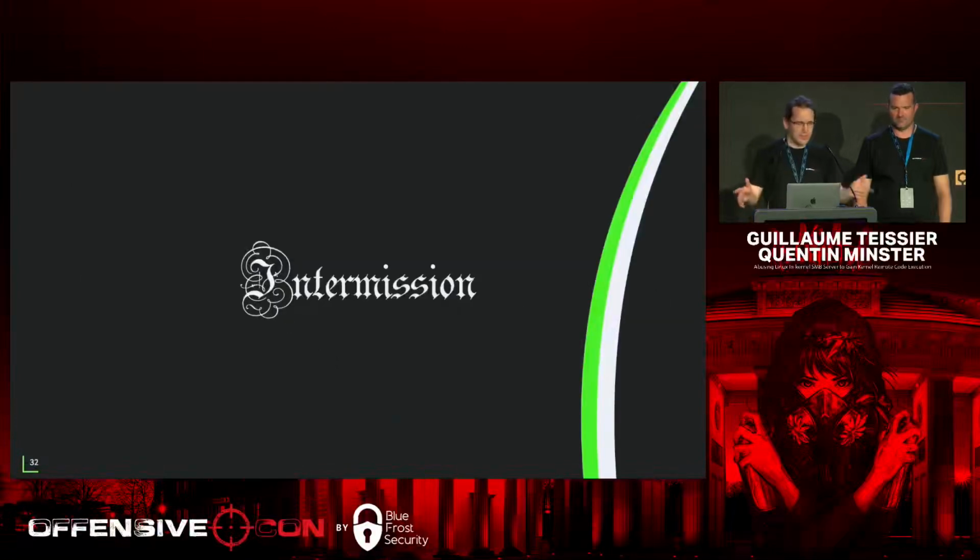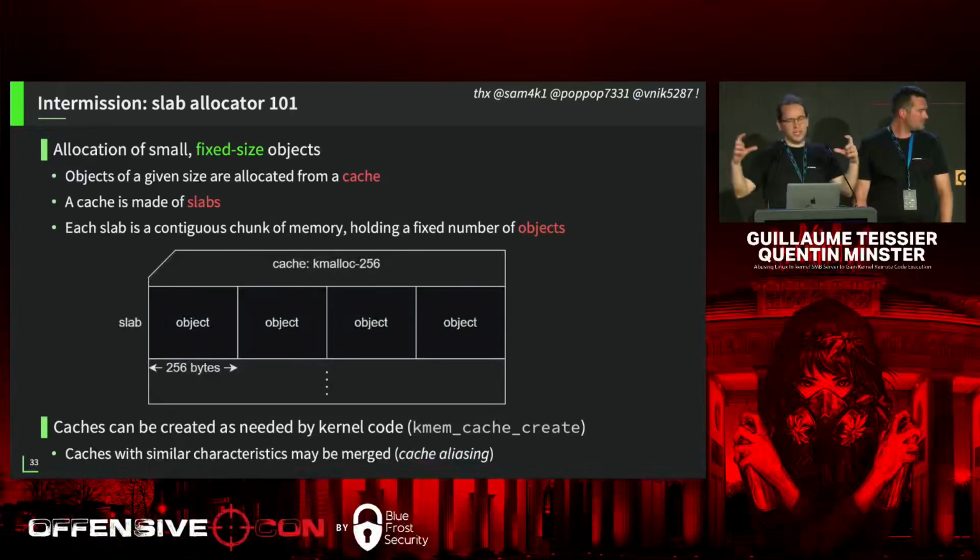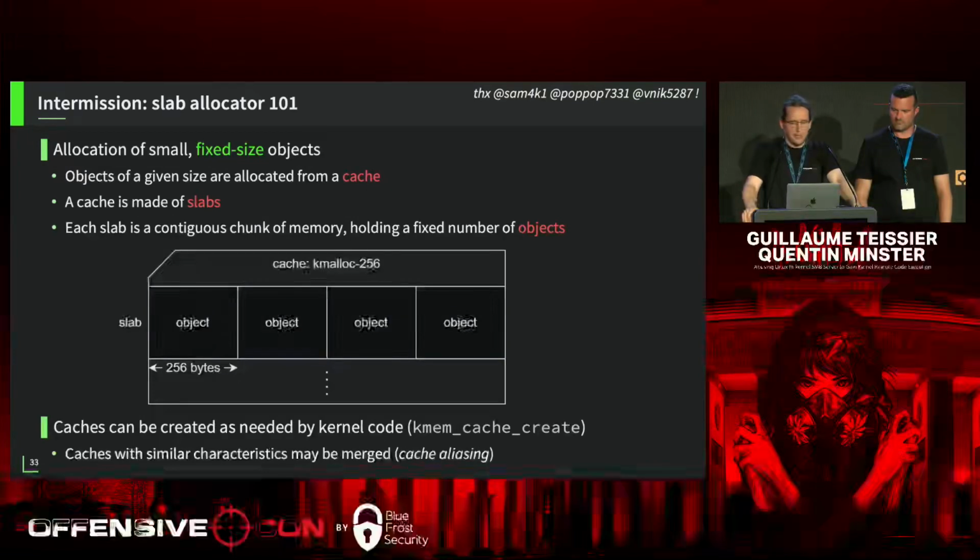So to understand that, we need to do a bit of an intermission. We're going to take a look at the slab allocator. It's an allocator that's widely used in the kernel. Its purpose is to allocate small fixed size objects. So basically you have a cache of objects. Each cache is made of slabs. A slab is a few pages of contiguous memory, and each slab is divided into fixed sized objects. So for example, here in kmalloc 256, each object is 256 bytes, right? And they're all fixed size.